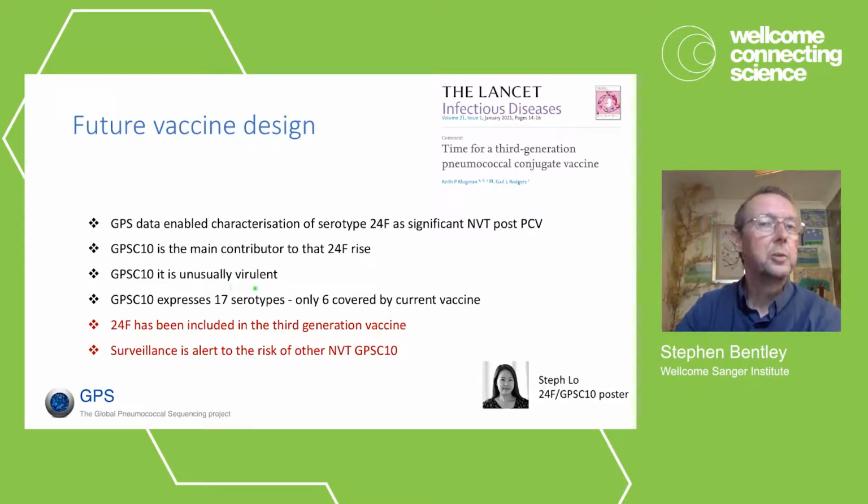And that strain is unusually virulent, so we can show that by odds ratio for disease across the data set. We could also show, and this wasn't already known, that the strain is very diverse in terms of the serotypes that it's able to express. It's able to express 17 different serotypes. Only 6 of those are covered by the current vaccine. So 24F, this major emerging serotype, has now been included in the third generation vaccine, and surveillance can now be alert to the fact that GPSC10 may continue to be a risk for the emergence of non-vaccine type disease in the future. I haven't got any more time to describe this, but I would encourage you to go and seek out Steph Lowe's poster, which describes her analysis on this.